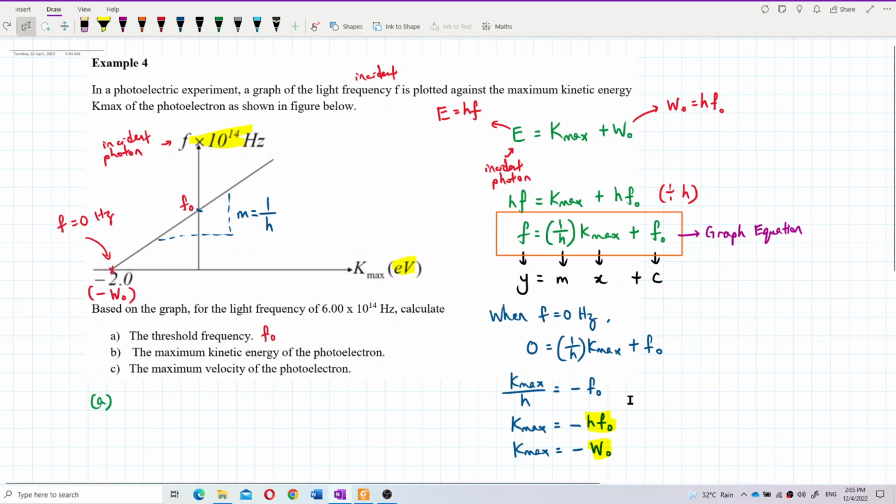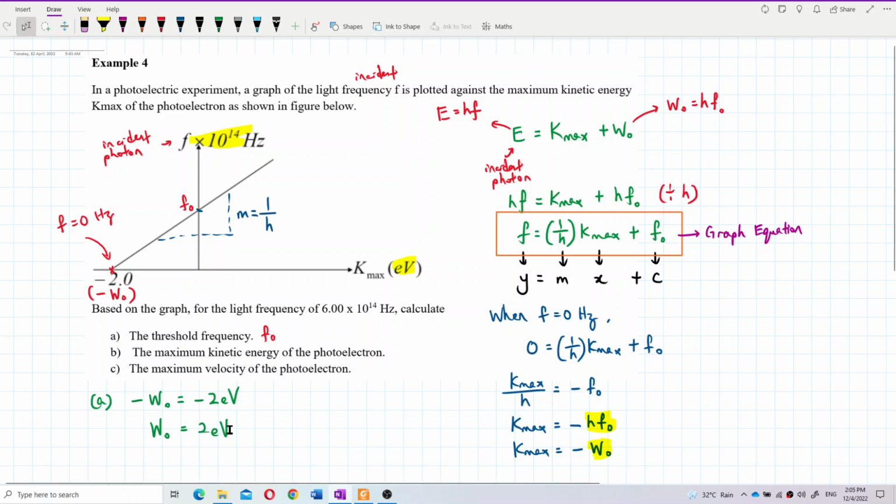It gives you the work function already. So from here we can see negative W naught is actually negative 2 electron volt. Or we can just say that W naught is 2 electron volt.